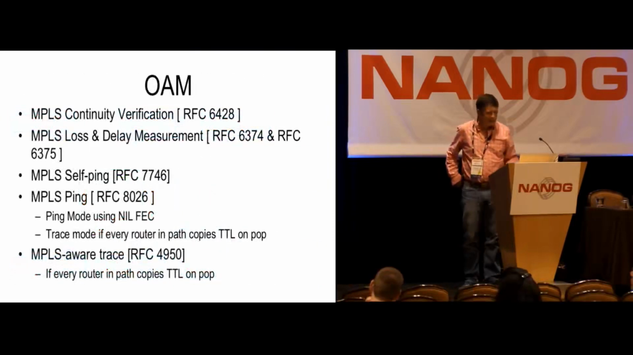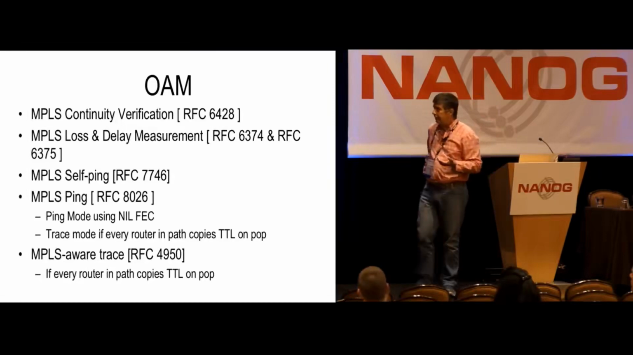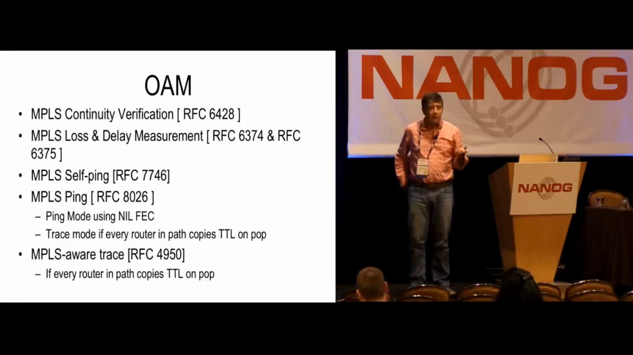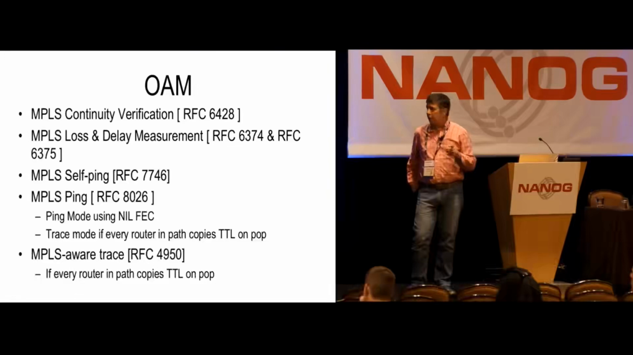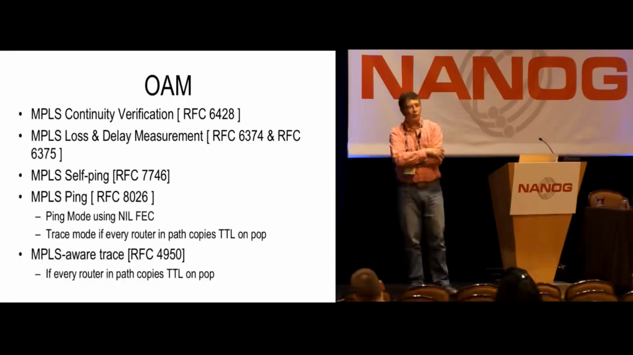Okay. Let's talk a little bit about OAM. Does OAM work in segment routing? Yeah, if you're using the OAM that was defined for MPLS TP, that should work. Does MPLS self-ping work? Yes, it does, but you have to do some funny things. You have to put the ping in the nil mode. And trace will work so long, well, actually, depending on implementation, trace will or won't work.